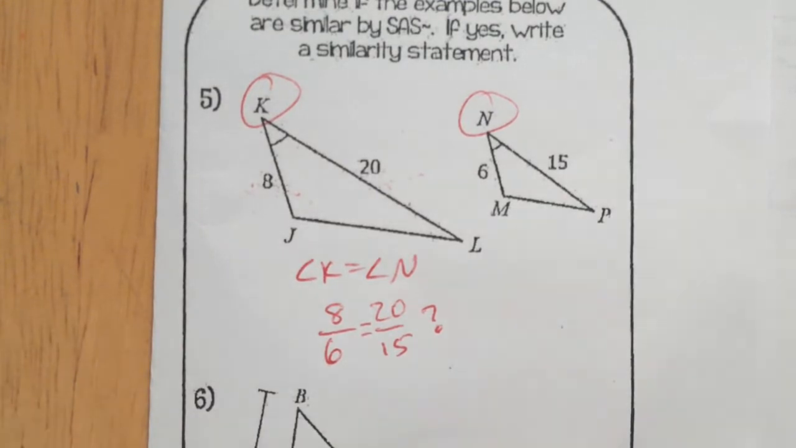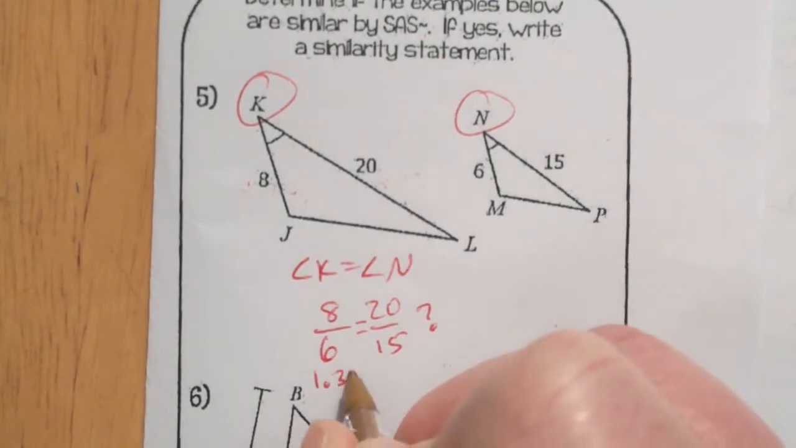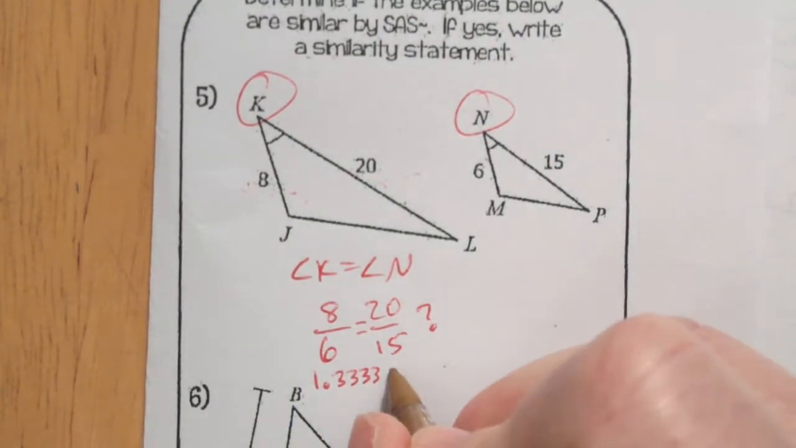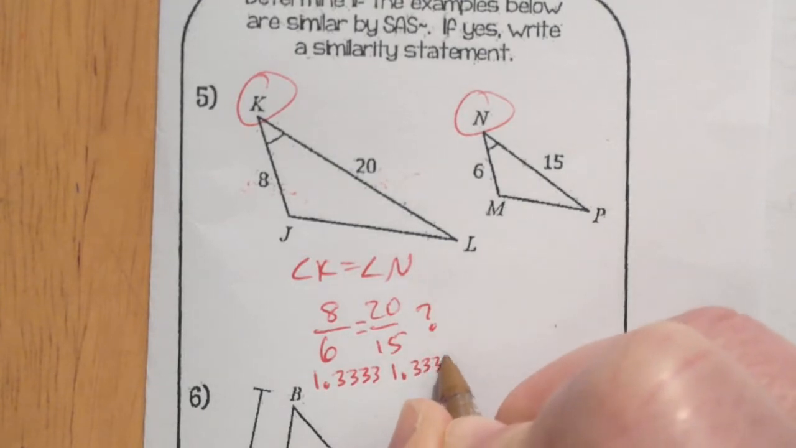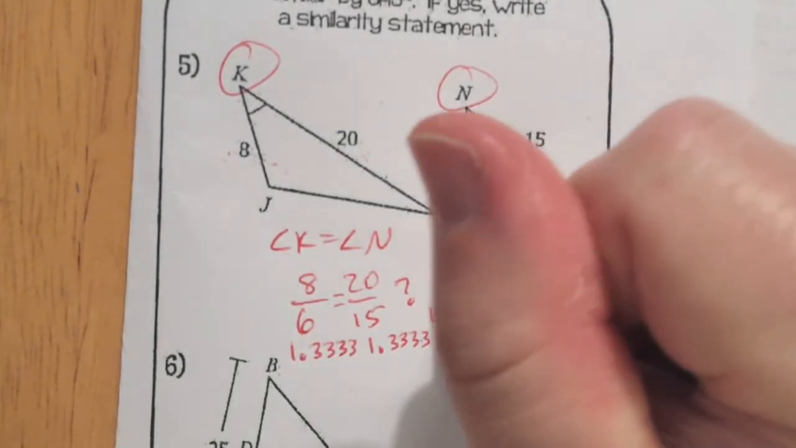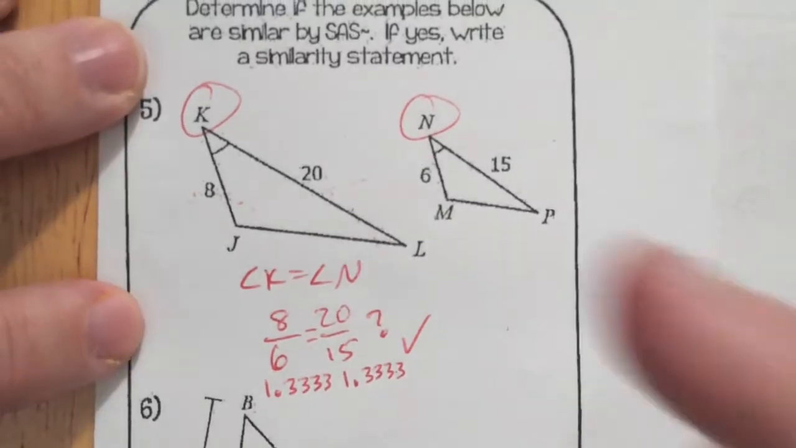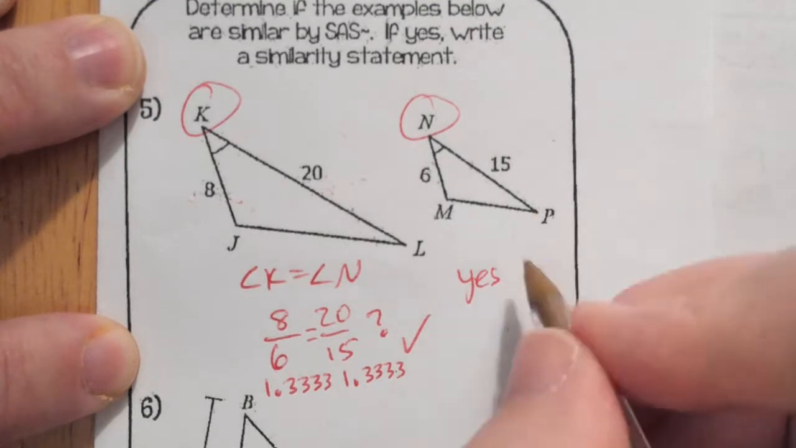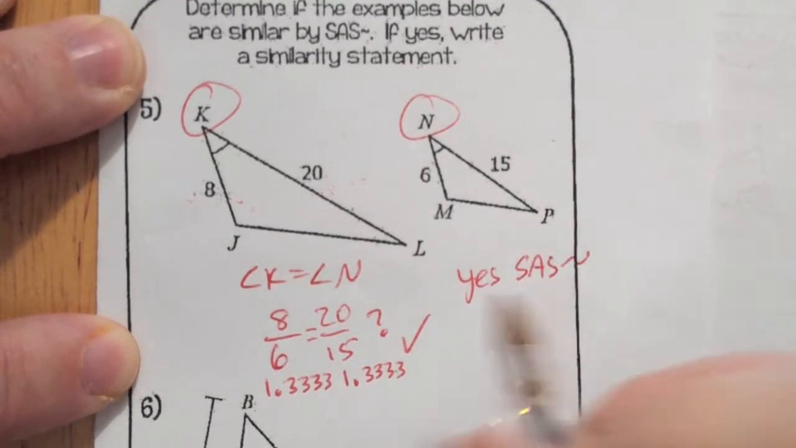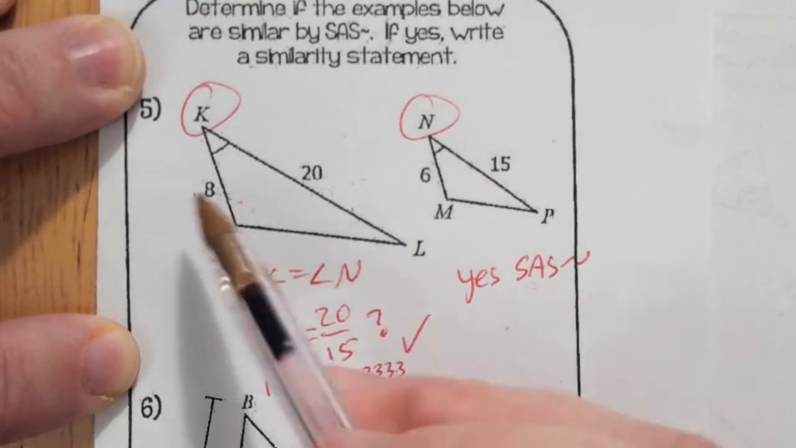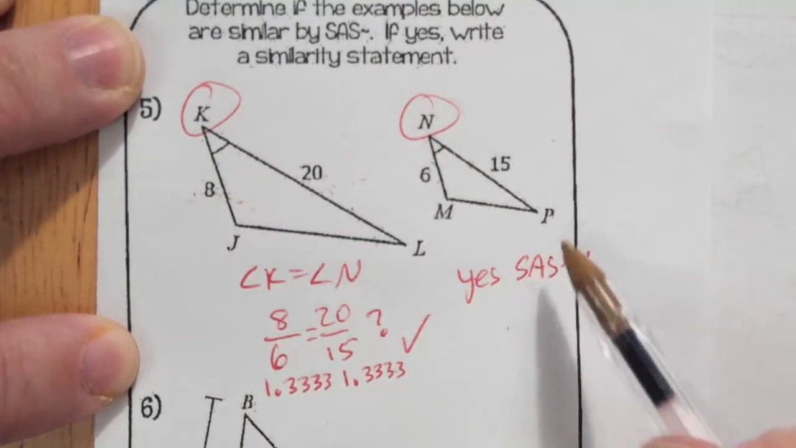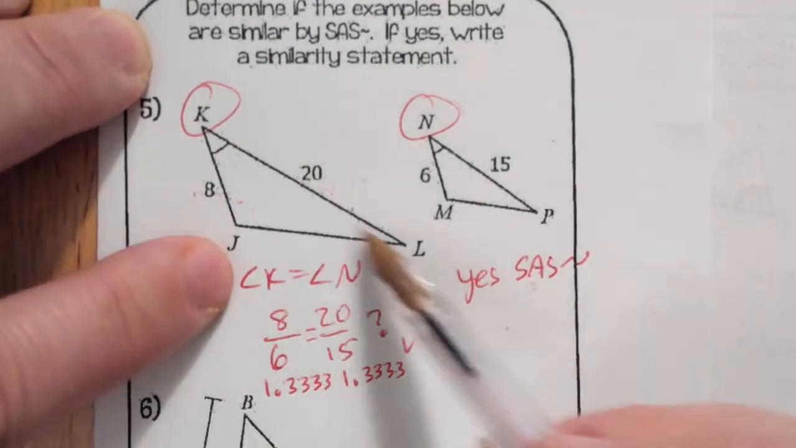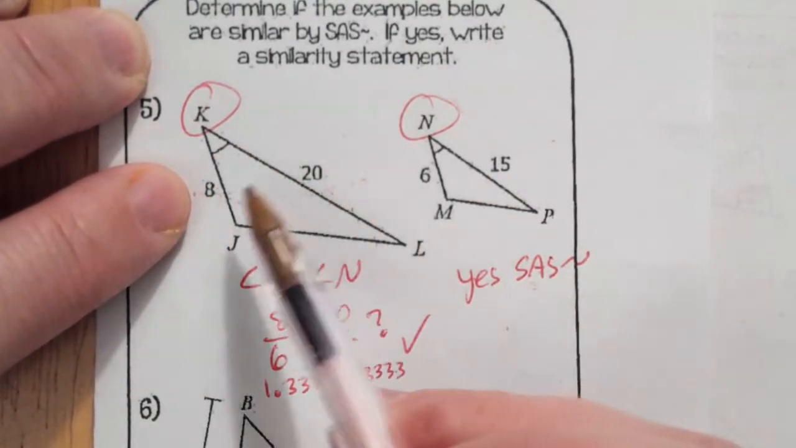8 divided by 6, we get 1.3 repeating forever. And then 20 divided by 15, we also get 1.33333 repeating forever. So that checks out. So we know that yes, these are similar because of SAS similarity. The middle angle is congruent, and the two sides that hinge out of it, so the included angle is equal, and the two sides are proportional.